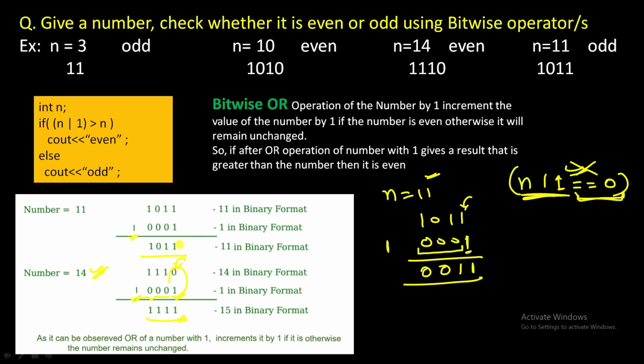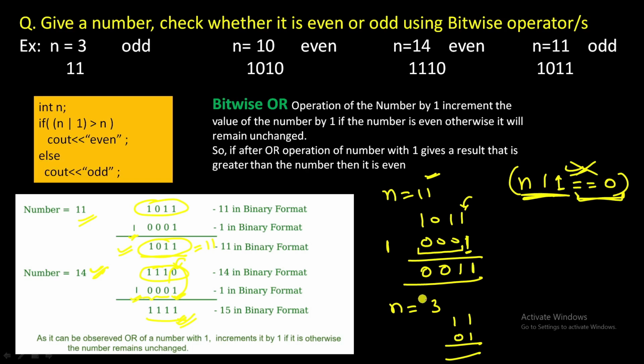Here if you see what is happening, this is 11, and after the operation this number is again 11 only, right? Now in the case of the even number 1110, what I am getting is 15. Basically it is 1 greater than my initial number, 14. It is incremented by 1, but here there is no incrementation. I am getting the same original number only, in the case of an odd number.